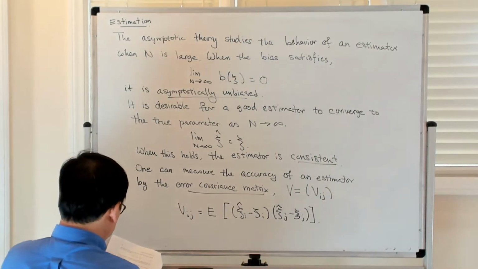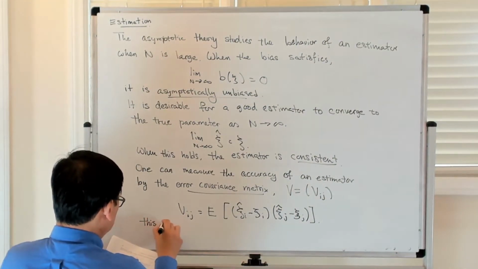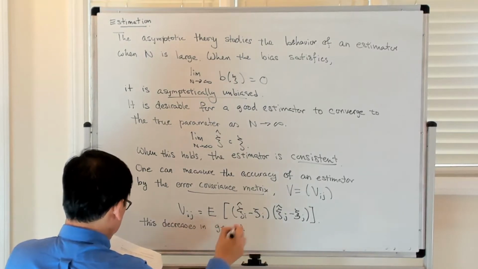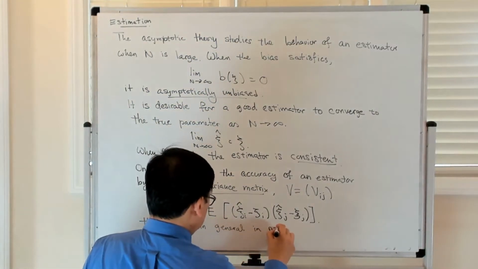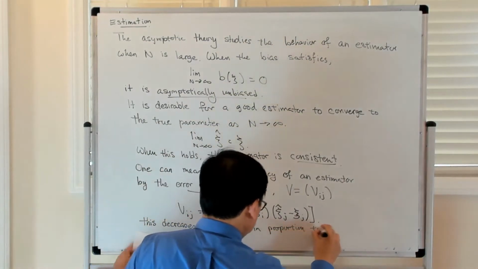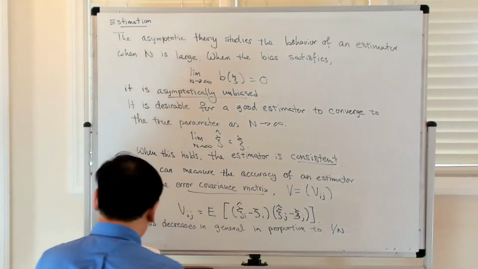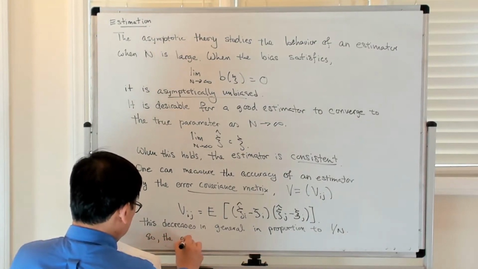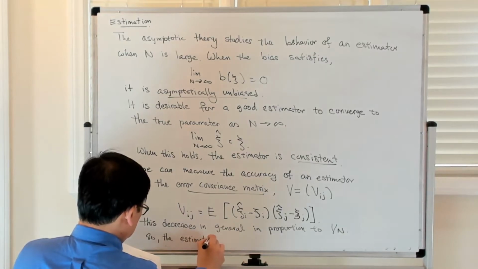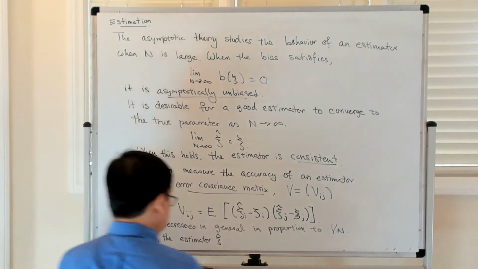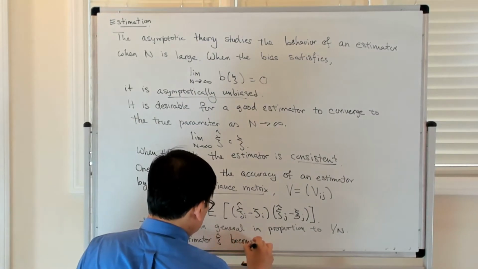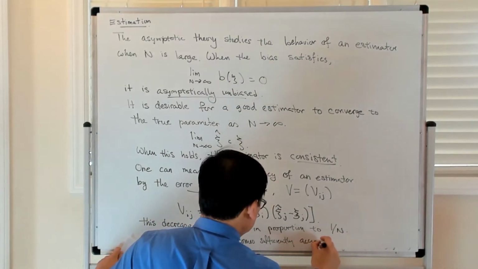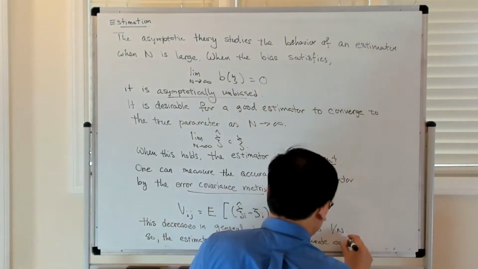So this decreases in general in proportion to one over n, where n is again the number of samples. And so the estimate becomes sufficiently accurate as n becomes large.